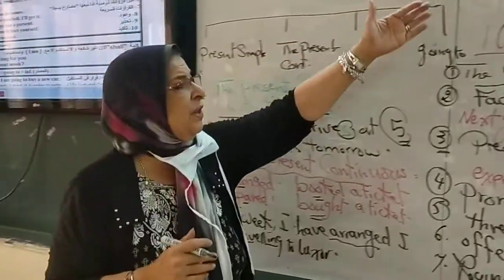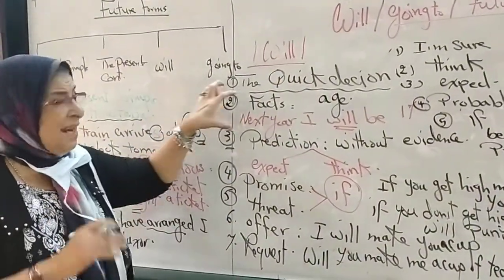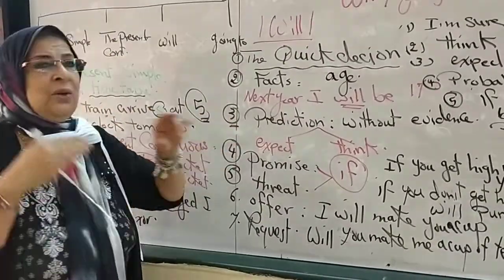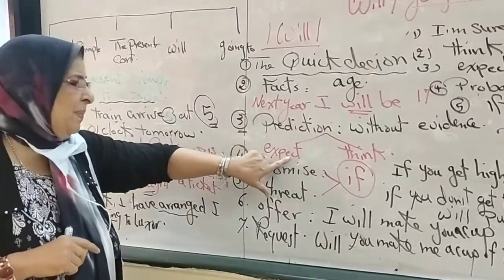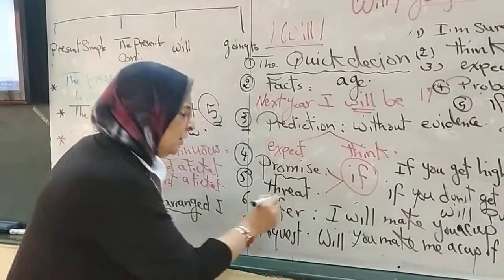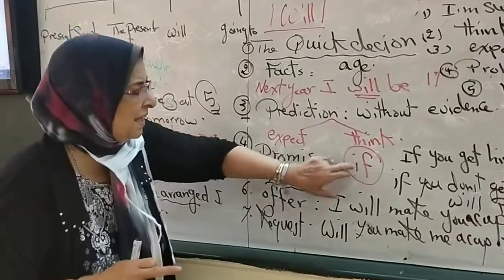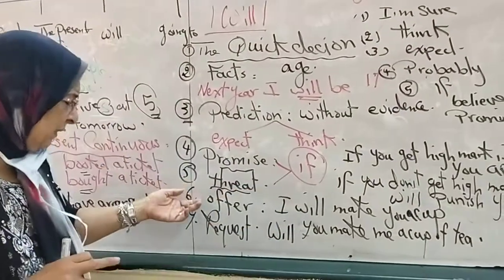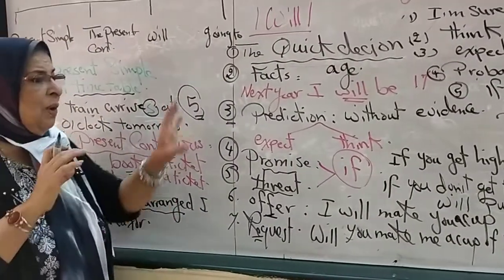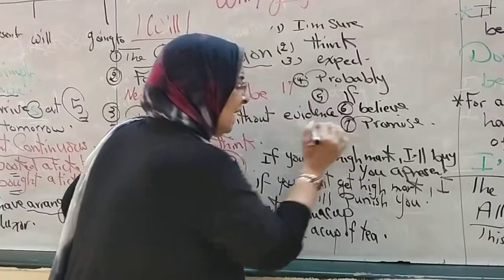Now, when do we use number 3, will? I use will with the quick decision, facts, especially age, and prediction that you don't have evidence for, when you give your personal opinion, as I told you, expect or think. With the promise, number 4, and threat, number 5, we can say we use will with if. And I can also use it with an offer or request. When I told you that you have 5 or 6 words, when you see them, you are going automatically to use will.